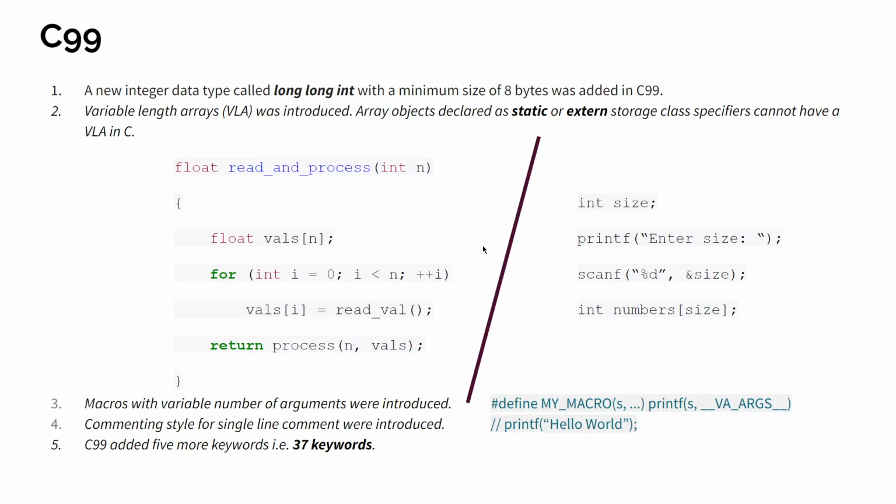So don't worry, we will discuss it in detail when we discuss arrays and strings. Another feature like macros were introduced with a variable number of arguments. Before that, we could only describe with a single argument. Commenting style like this was introduced in C99, and C99 also added 5 more keywords that made the total number of keywords 37.